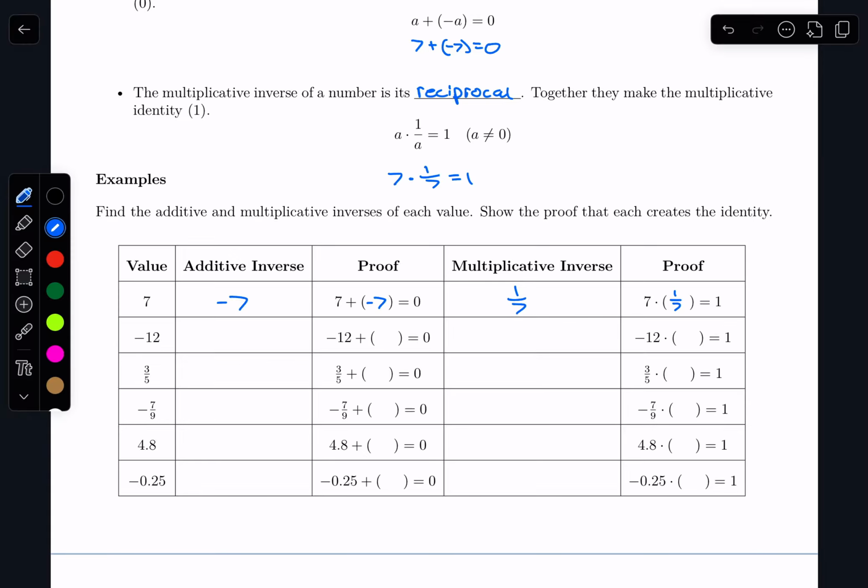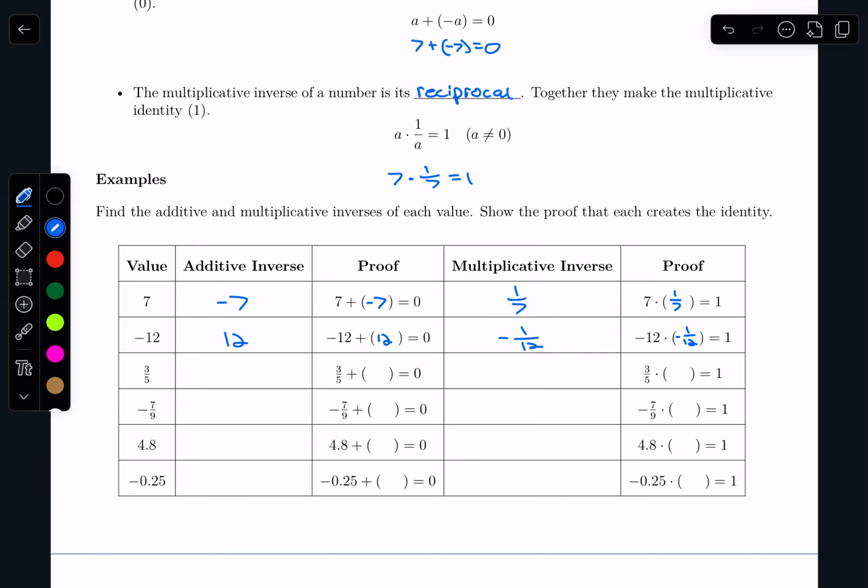So let's do a negative now. The additive inverse of negative 12 is going to be positive 12, because if we add negative and positive 12, we get 0. And the multiplicative inverse, we have to keep that negative sign. So it's going to be negative 1 over 12. When you do the reciprocal, that negative sign doesn't go anywhere. So now the proof is that negative 12 times negative 1 over 12. Notice the negative signs cancel and the 12s cancel, so we just get that identity, which is 1.